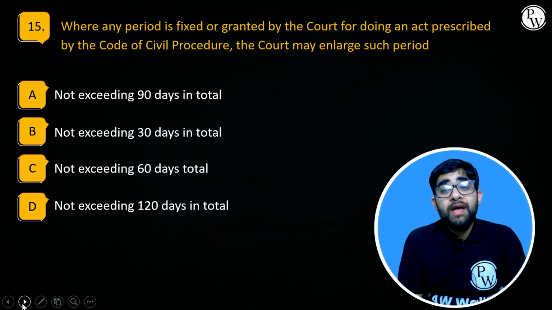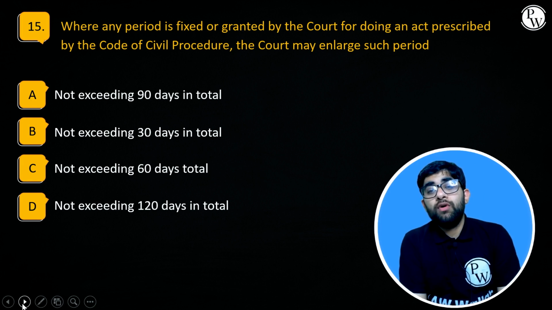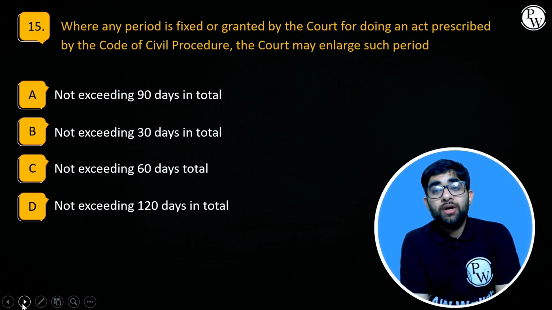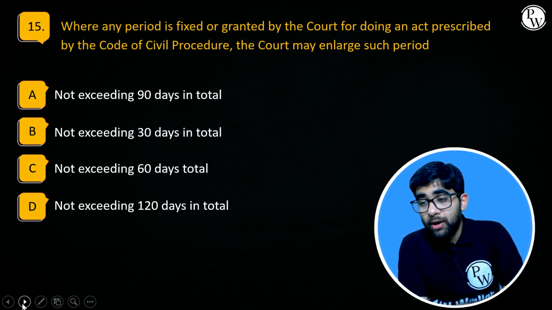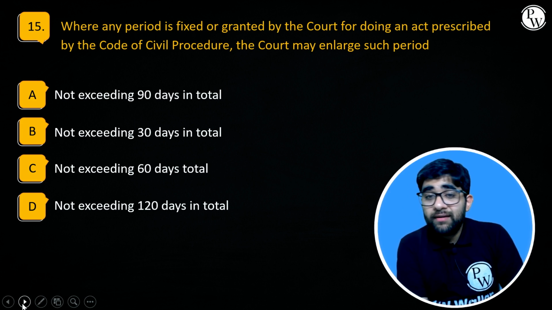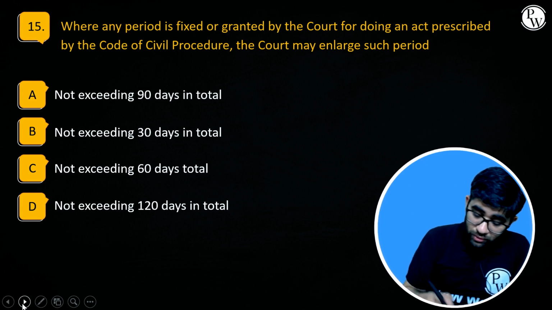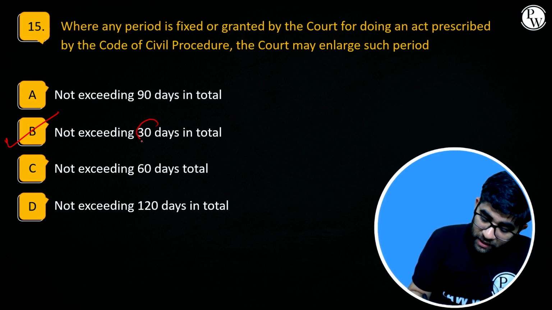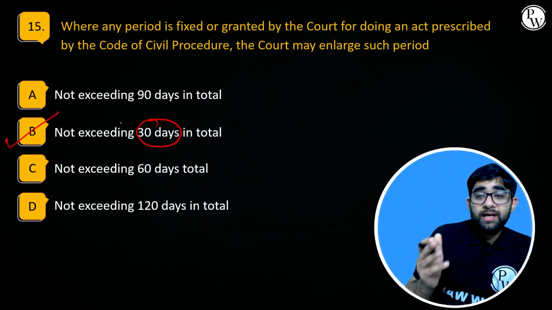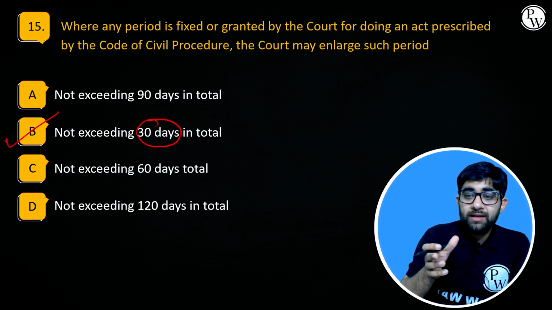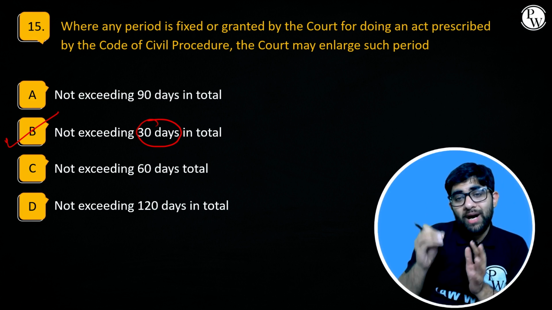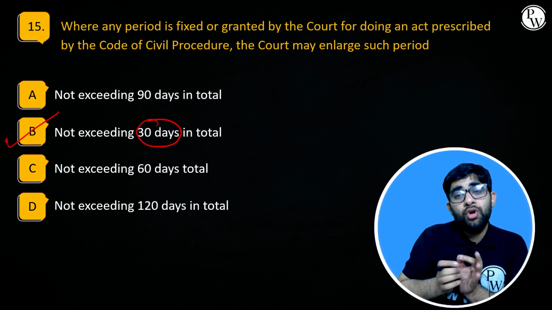Now 15th: where any period is fixed or granted by the court for doing an act prescribed by the CPC, the court may enlarge such period not exceeding 90 days in total, not exceeding 30 days in total, not exceeding 60 days in total, or not exceeding 120 days in total. So it is 30 days. See, courts are not given any power beyond 30 days, right? The court has the power to grant time not exceeding 30 days.